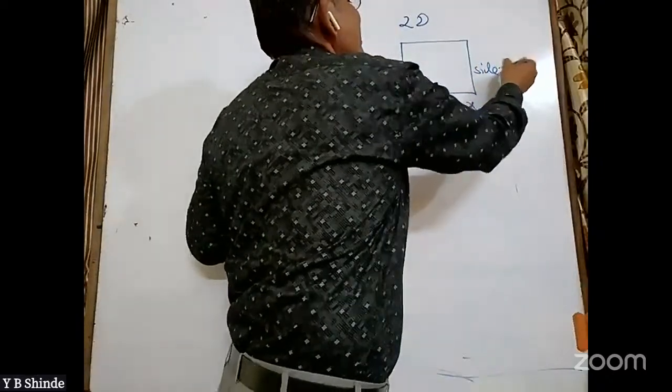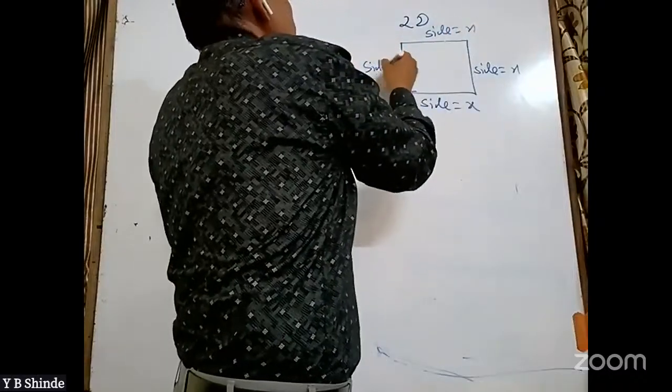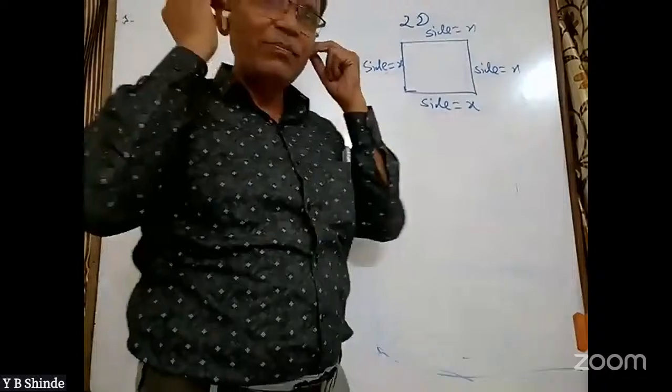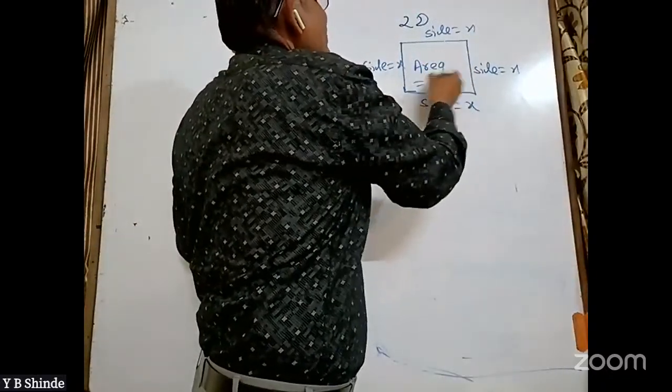This side is say x. This side is say x. This side is say x. This is the two-dimensional diagram. What is its area? Do you know what is the area of square? That is side square.